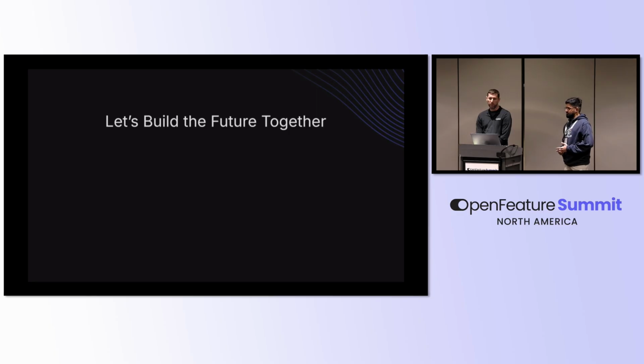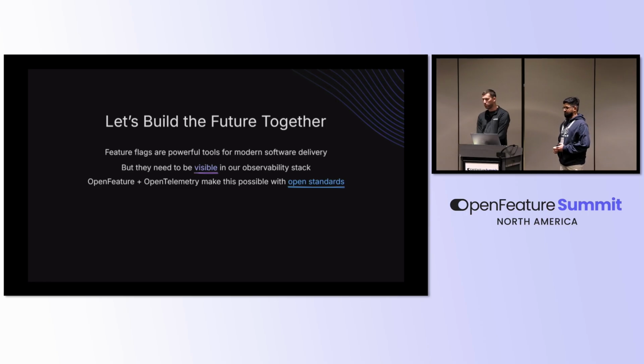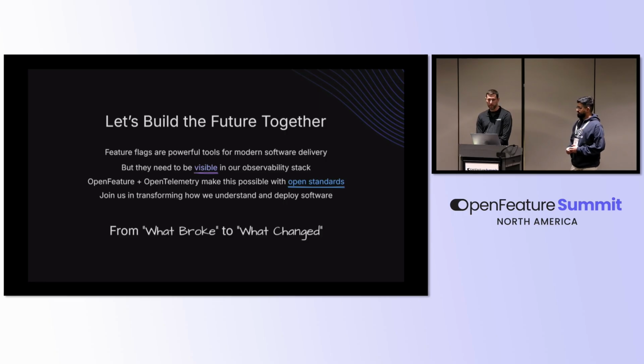So I just want to encourage you, like I said, this is a work in progress. We'd like to work with you to build this together. Feature flags are powerful, basically essential to the modern developer workflow, but they need to be visible in our observability stack. OpenFeature and OpenTelemetry make this possible through the standards that we're defining. And we want to transform how you understand and deploy software, really from what broke to what changed.